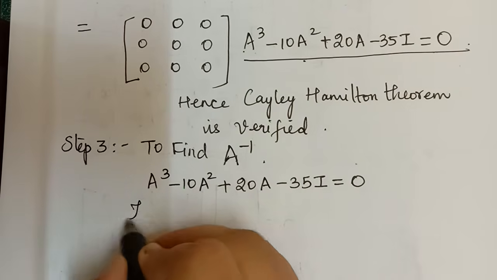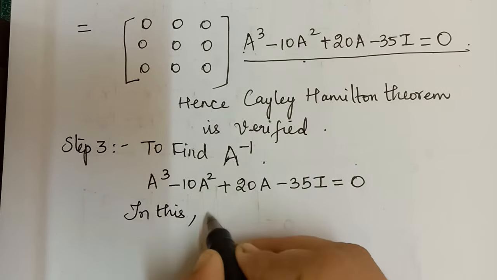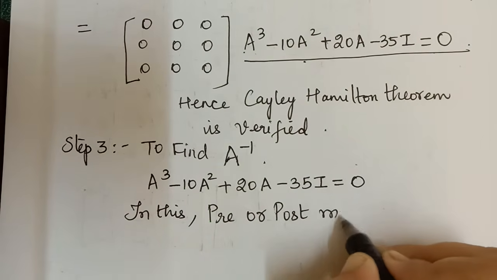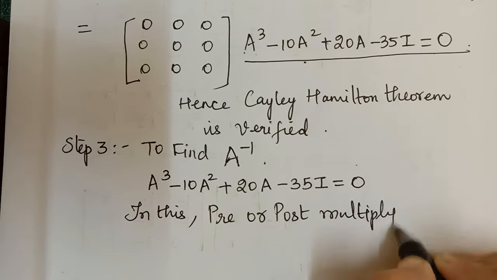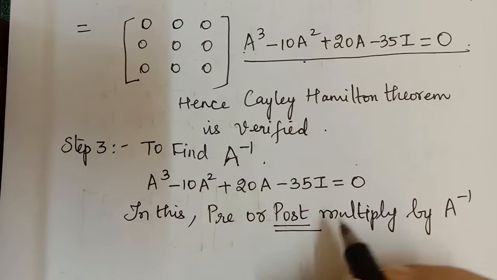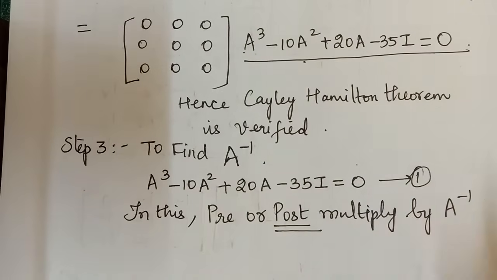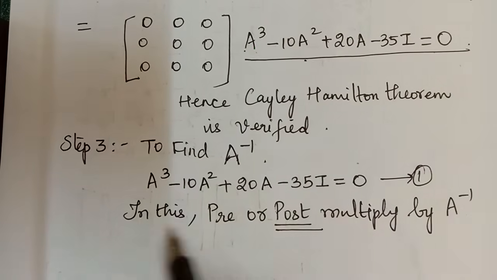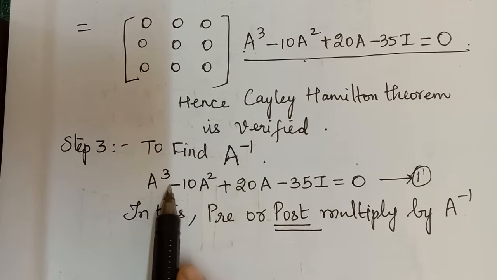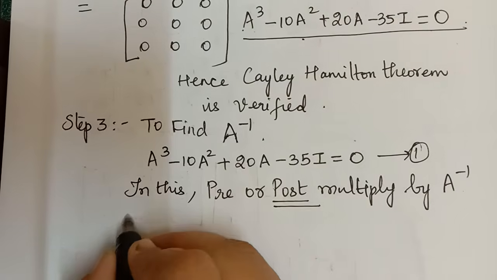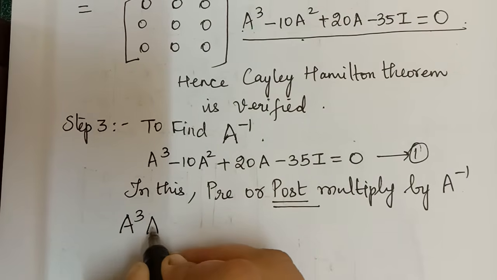So now in this, what we have to do is, we have to either pre or post multiply by A inverse. So what I am going to do is, I am going to post multiply this equation. Suppose it is equation 1. Then I am going to post multiply equation 1 by A inverse. Post multiply means after the matrix we will multiply. Pre means before we can multiply. But anyway both will be same only. So now here I am going to post multiply. So A cube A inverse.